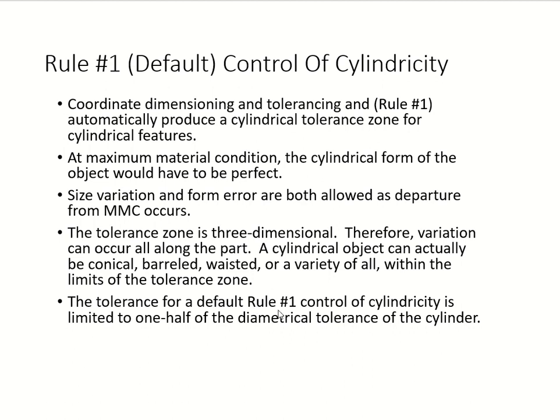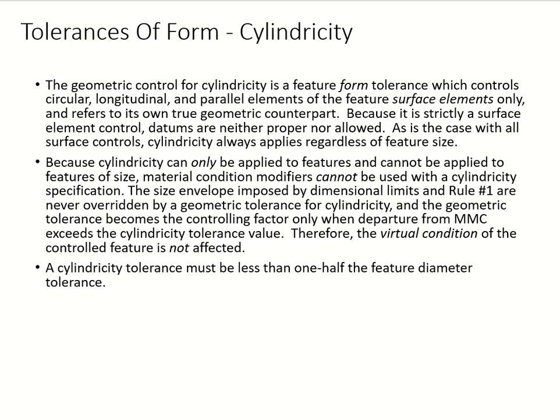So the tolerance for your default rule number 1 is going to control your cylindricity, and is limited to 1/2 of your diametrical tolerance of your cylinder. Anyway, I don't have to read that, it's the same thing anyway. Now we get into geometry control for cylindricity. Geometry control again.